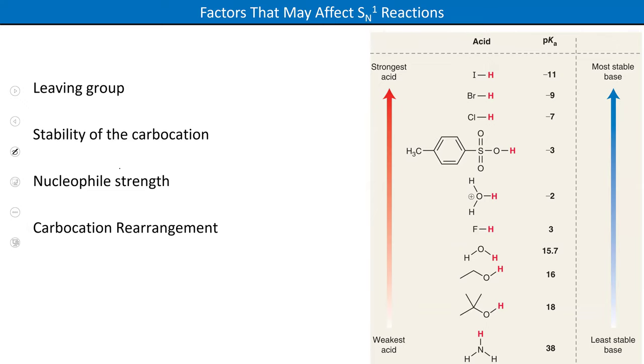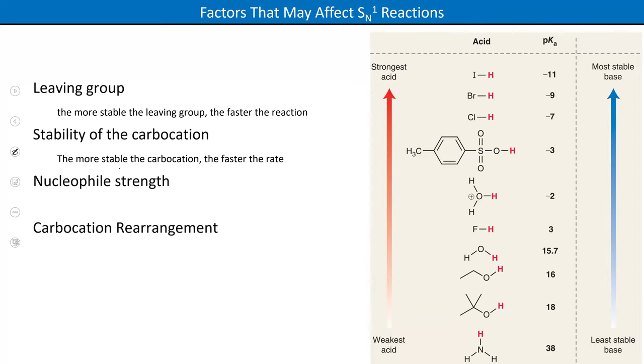A lot of the same factors apply to SN1 as SN2. A better leaving group is still going to make it go faster, right? Except the nucleophile strength matters a little bit less in SN1 because the slow step is your leaving group leaves. So these first two, the more stable the leaving group, the faster the reaction. So the further up it is on this chart, the better leaving group it is, therefore the faster the reaction. The more stable your carbocation is, the faster the reaction goes.